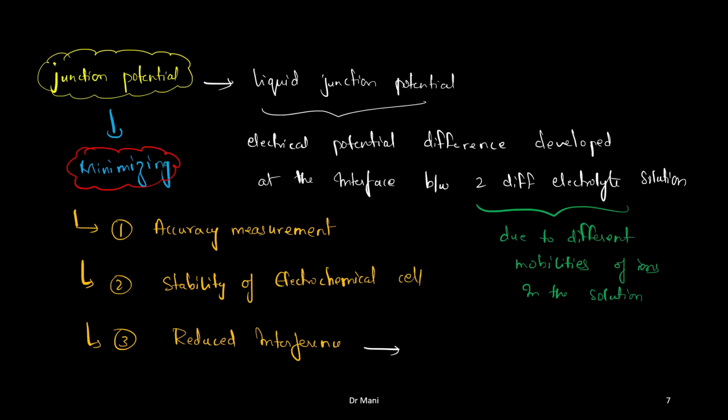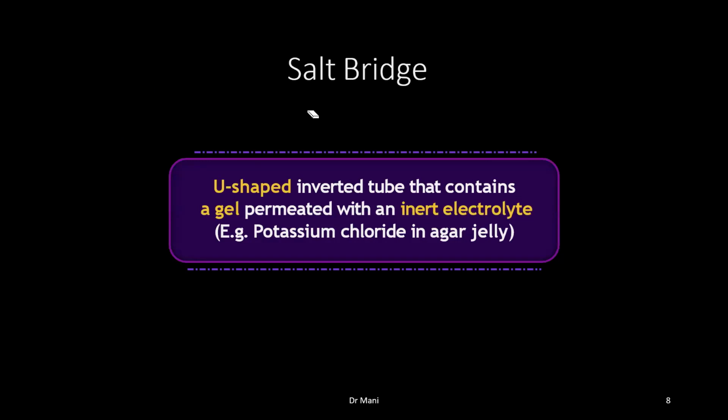Understood? Yes, sir. So reduce unwanted interference in electrochemical reaction. Clear? So you can see here, what is a salt bridge? It is an inverted tube that contains a gel permeated with an inert electrolyte. Example, potassium chloride in agar jelly. You understood what is the meaning of salt bridge? Yes, sir. So what is the function?